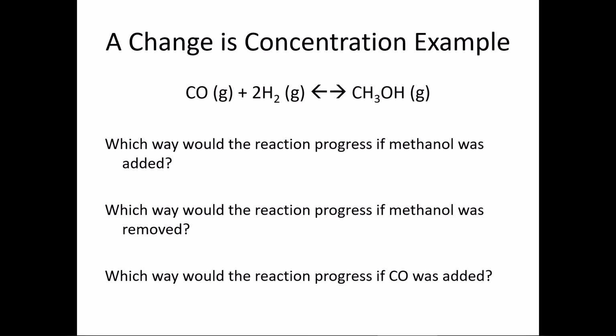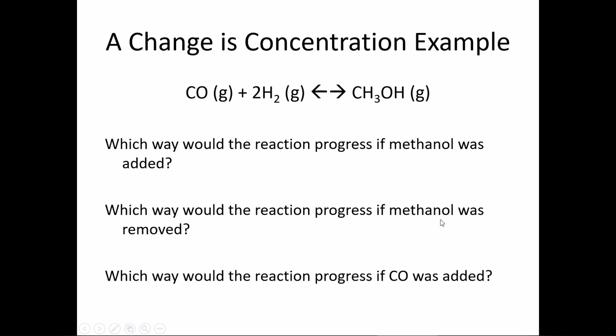So let's try out a few examples. CO plus 2H2 produces CH3OH, or methanol. Alright, if I add methanol to my reaction at equilibrium, what should happen? So adding a product will cause my reaction to shift toward the left, or toward reactants. So my methanol will go down, my CO and H2 will go up.